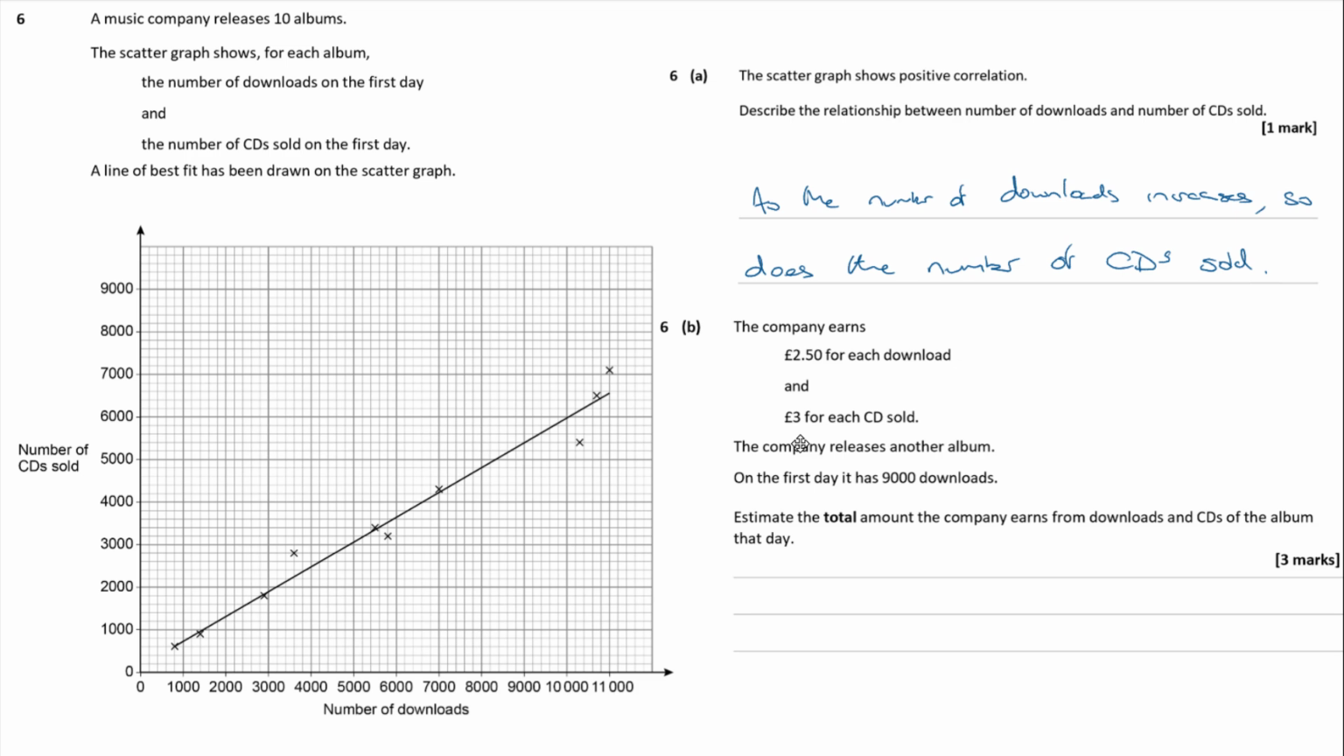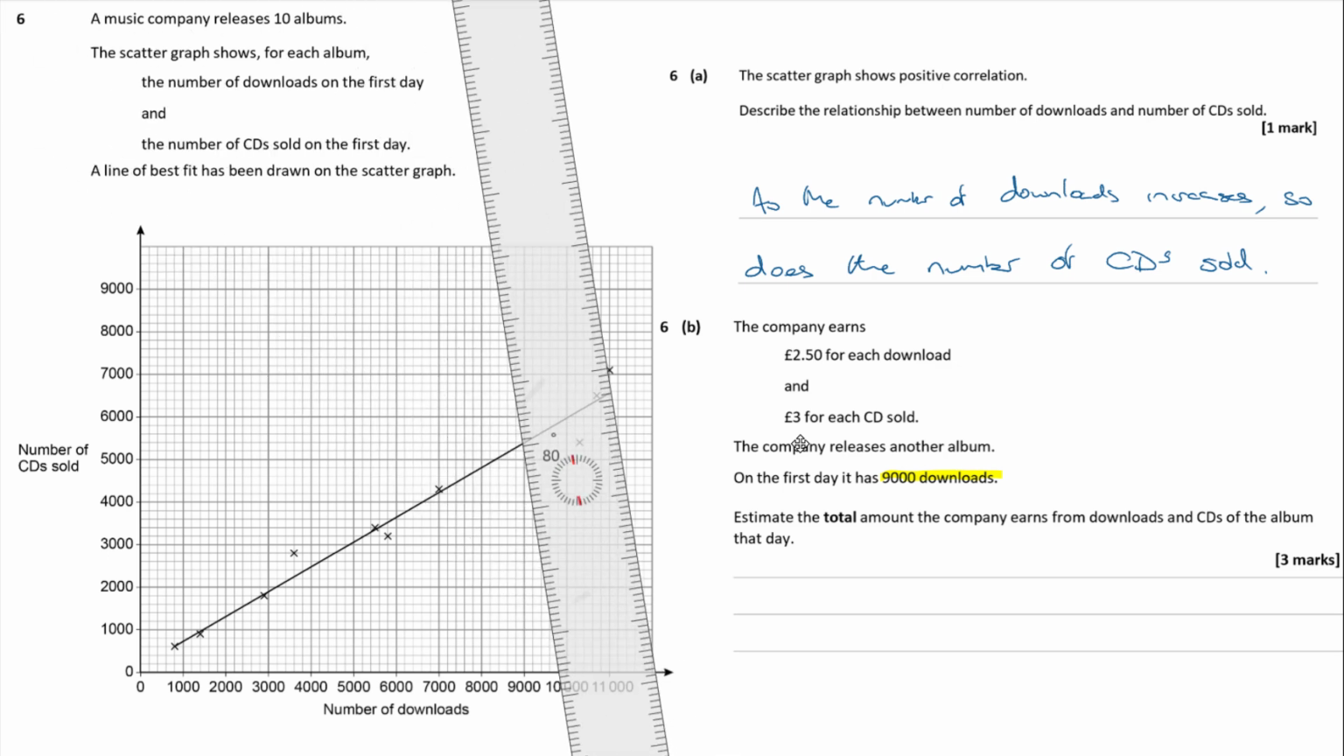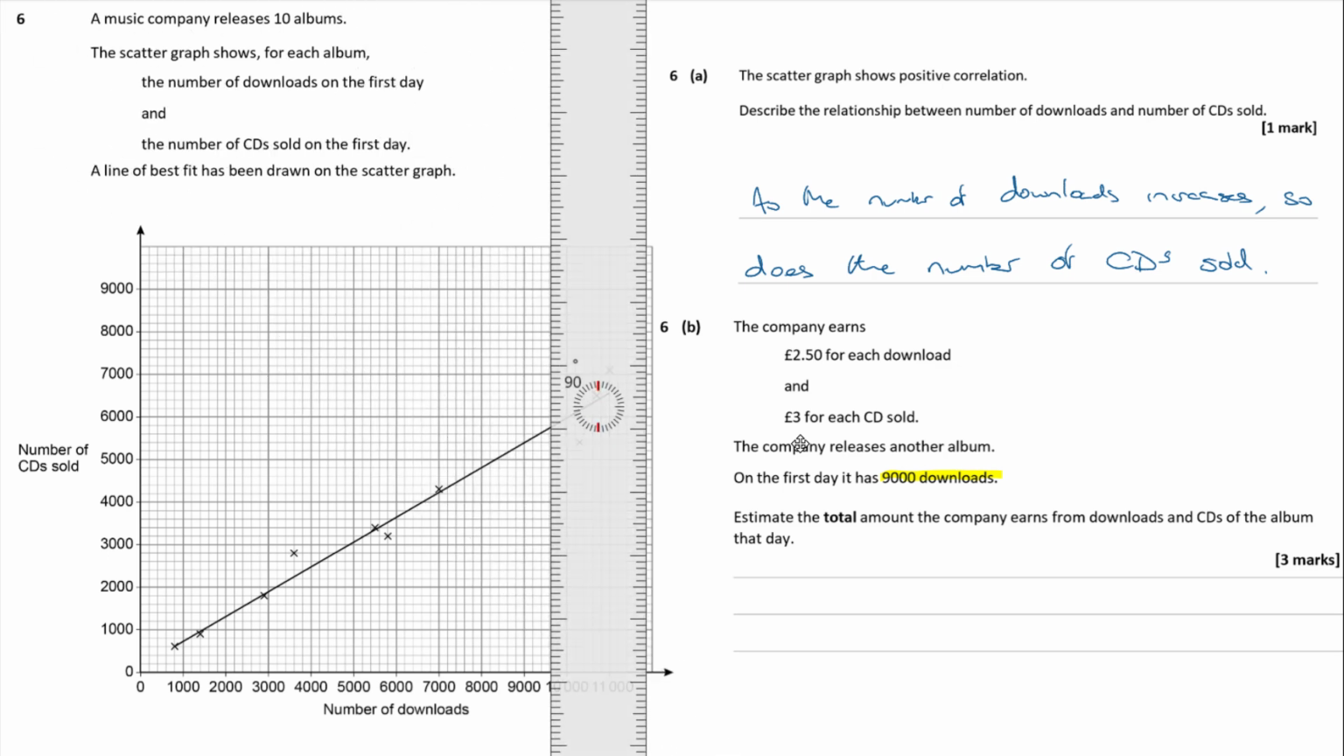Part B says the company earns £2.50 for each download and £3 for each CD sold. The company releases another album. On the first day, it has 9,000 downloads. Estimate the total amount the company earns from the downloads and the CDs of the albums that day. Okay, so we're going to use the number of downloads to estimate first the number of CDs sold. And we're going to do that by reading up from 9,000 on the scatter graph and across.